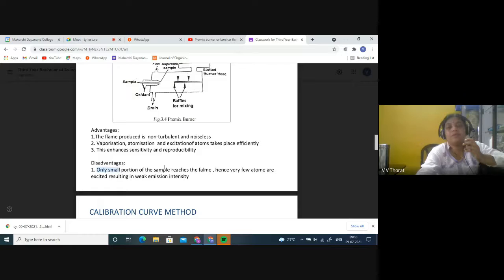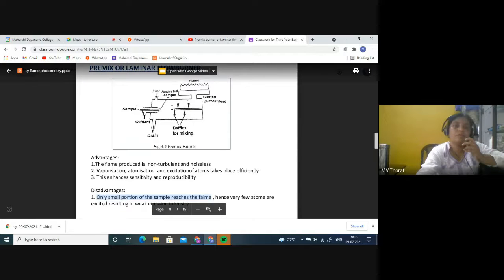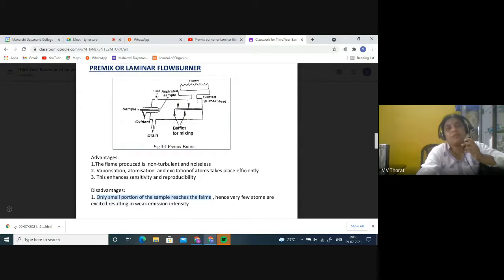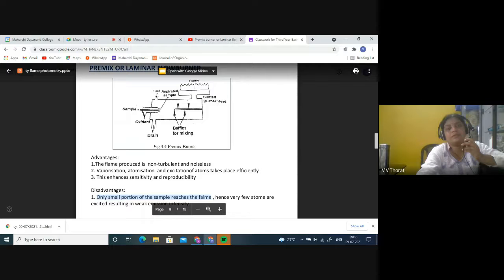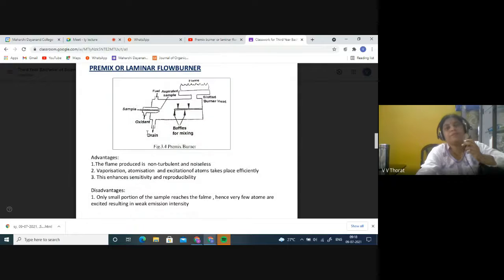Only a small portion of the sample reaches the flame. You have seen in flame photometer, most of the sample is drained, lost in the form of a drain, and only a few of the atoms get excited. That is a pre-mix burner.